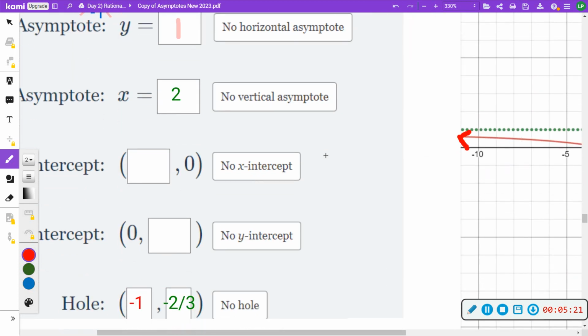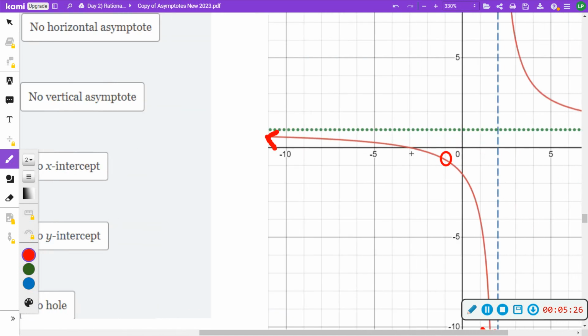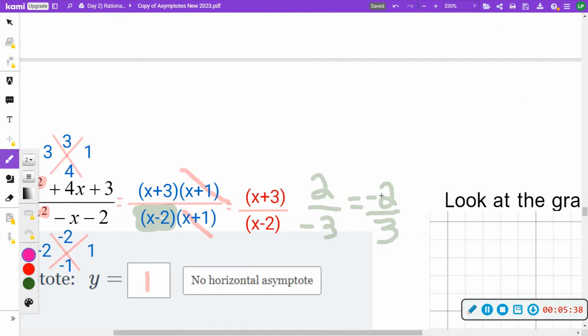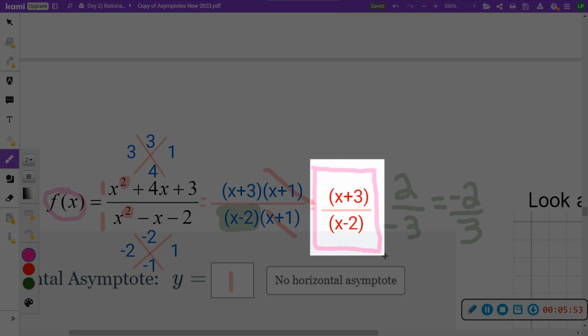We've already talked through all of this in the last video, but the new part is the x-intercept. I can see that I have an x-intercept right here, and I can get from the graph that it's at negative 3. But remember, if I wanted to find the x-intercept, this was what I reduced to. The x-intercept is when y is 0, so when this is 0. I'm going to set that equal to 0.